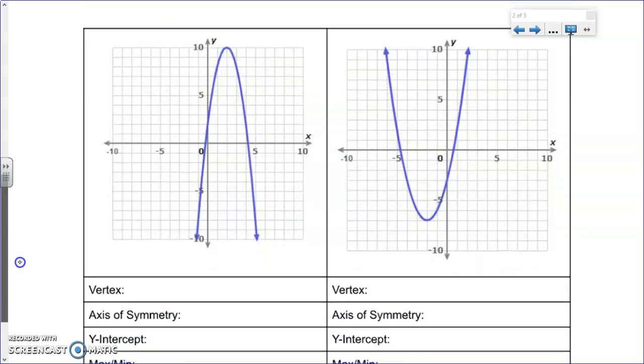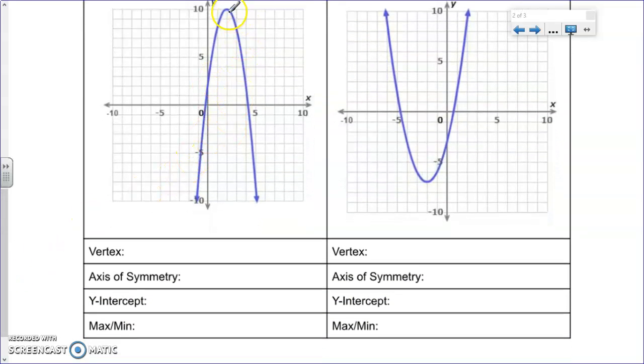Let's look at the next two here. If we look at the vertex, it's here at (2, 10). The axis of symmetry would be here at x equals 2. The y-intercept goes through here at (0, 2). This is a maximum because it's the highest point, and the maximum is 10, the y value of the vertex.